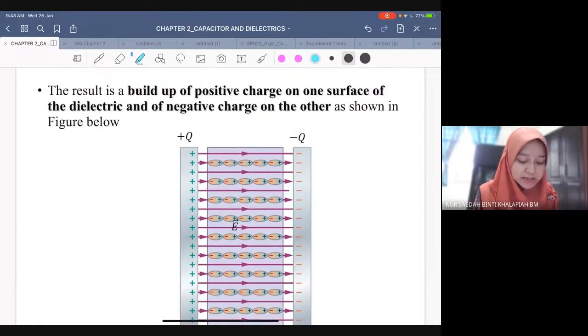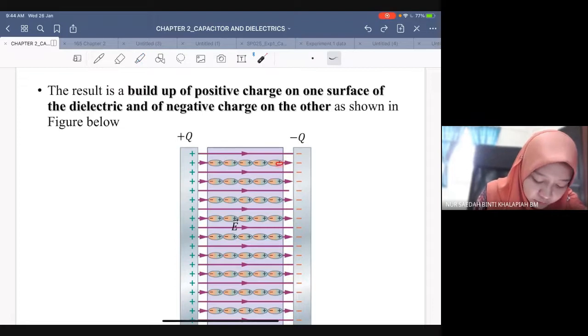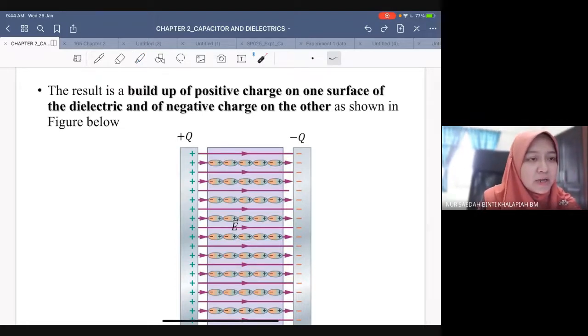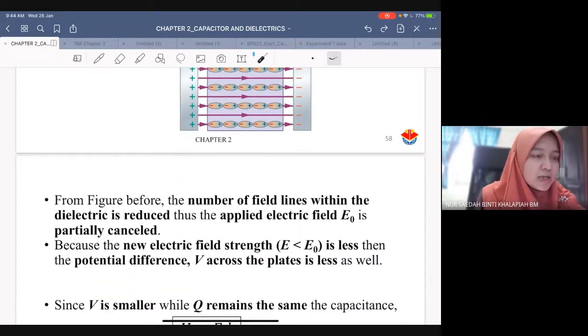Maksudnya kita ada satu bahagian susun negatif. Yang ni lah maksud dia dekat situ. So building up the positive charge dekat bahagian semua positif ni, semua menghadap ke kanan contohnya. Okay, yang negatif semua dekat bahagian kiri. Okay, so ini yang penting sebenarnya.